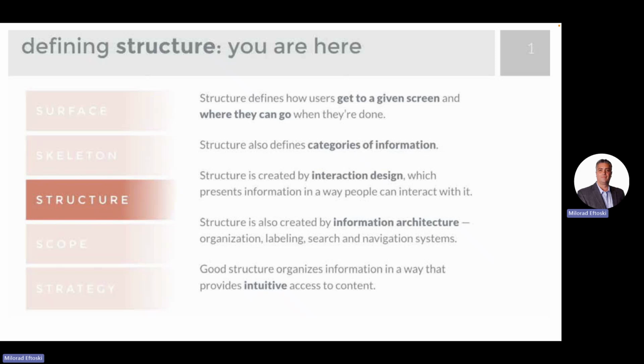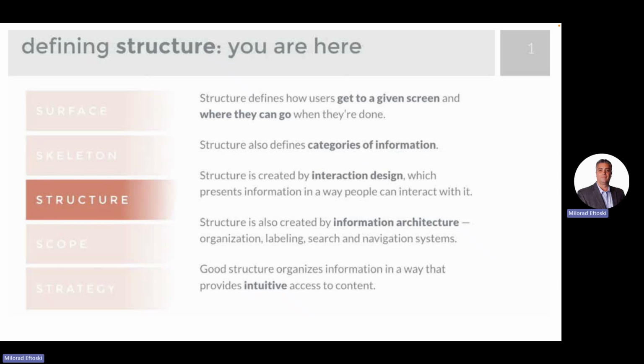Once you assess those two things, the next thing is how you're going to structure this app or website. This could be applicable for any digital product assembly. So structure is the most, I think, because that's why it's in the middle. It's the backbone of the whole process. This is the most important one, I think. And you should really understand where it falls in with everything that you're doing. So what structure does is it defines how users get to a given screen and where they can go when they're done, basically. Structure also defines categories of information, right?